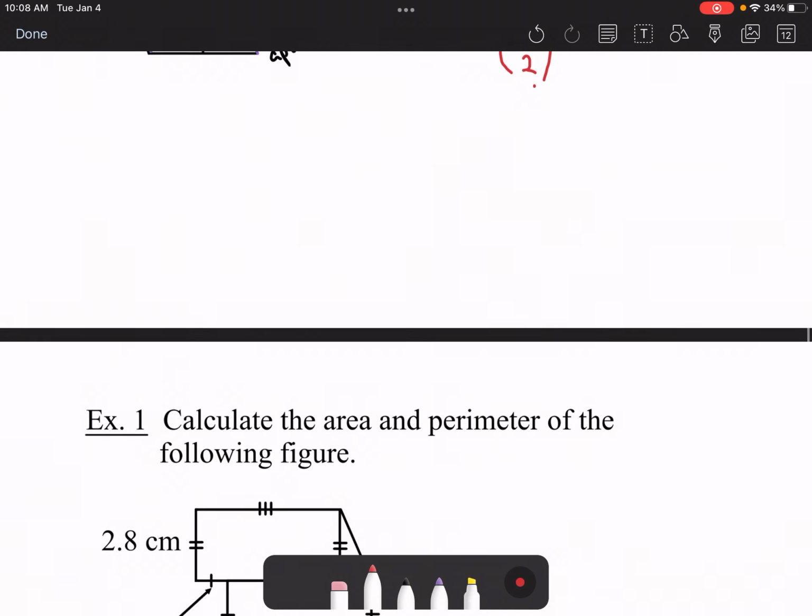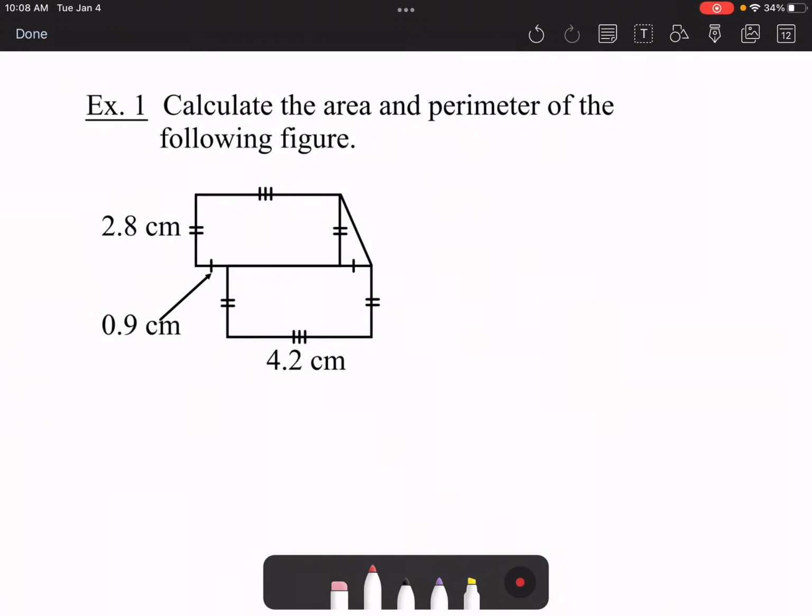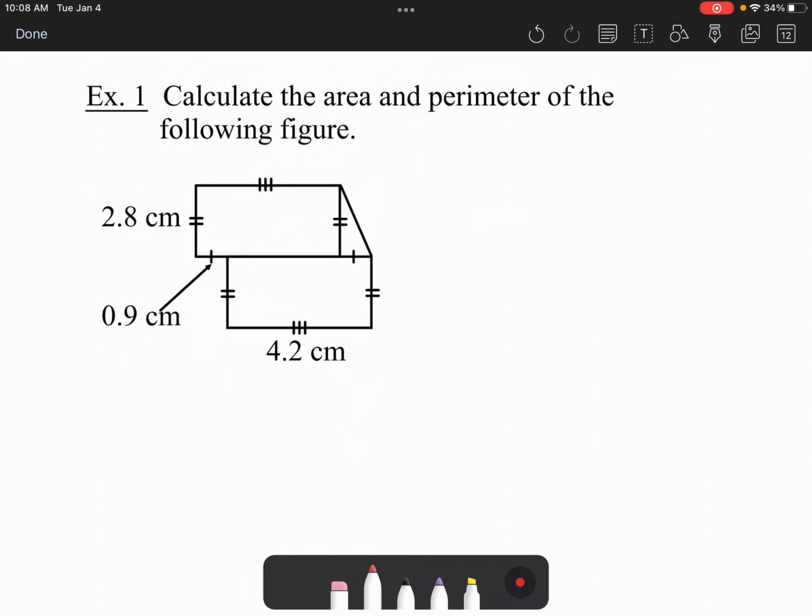Okay, so let's take a look at another shape right here. So we're going to calculate the area and perimeter of this following shape right here. This is not a regular polygon, as it does not have the same side lengths everywhere.